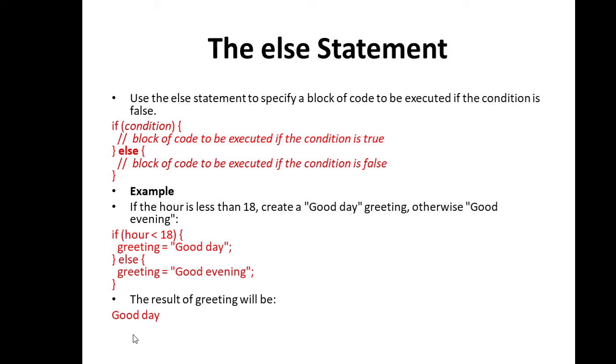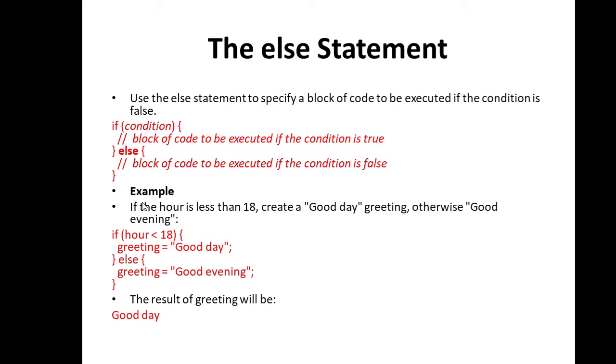The else statement. Use the else statement to specify a block of code to be executed if the condition is false. So we have if condition, then we have the block. The block here is the code to be executed if the condition is true. Then we have else, and then another block. The block of code to be executed here if the condition is false. So we place the block of code here if the condition is false.